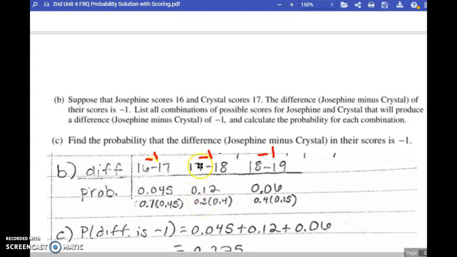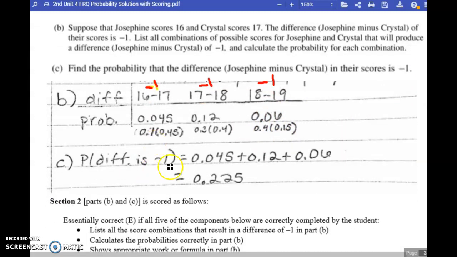The probability of Josephine getting a 17 in the original distribution was 0.3. And then to get -1, that means Crystal had to have a score of 18. That probability was 0.4. You multiply those and get 0.12, and same thing for 18 and 19. Josephine was 0.4 for an 18, and then that meant Crystal had to have a 0.15. So you multiply those two together, get 0.06.